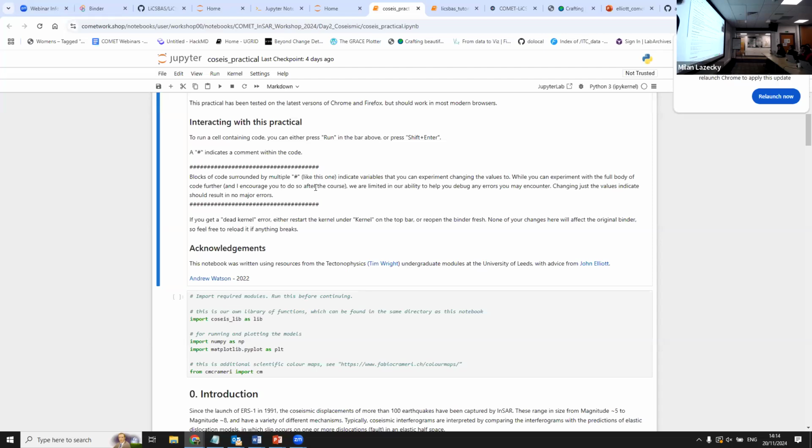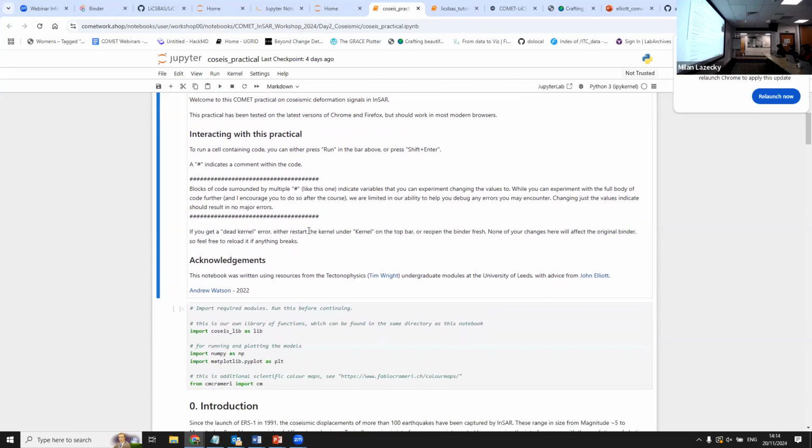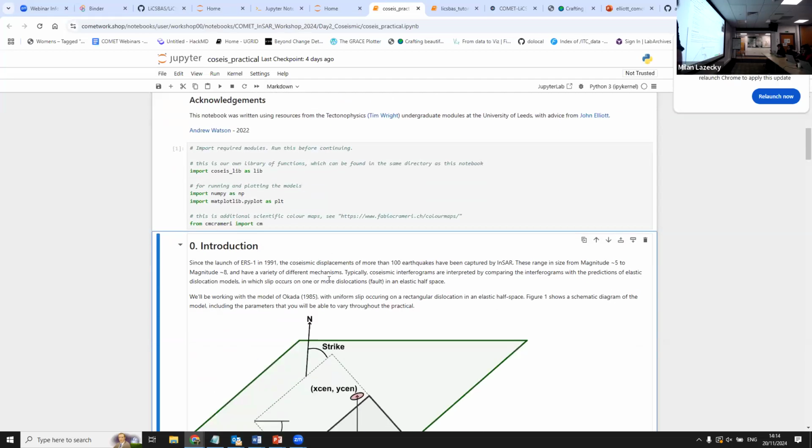So we have a Jupyter notebook here, which I'm sure you've all been using before, but if there are any problems with the notebook, I'll come around and help out. Thing to note here is this COSeismic lib, which is in this folder, has a load of really useful functions in. So if you don't take anything away from this practical, just take that Python script with you. It has the Okada model. It has all sorts of different things that are incredibly useful. So that's one to note. If you're going to do this in your own research, use that module.